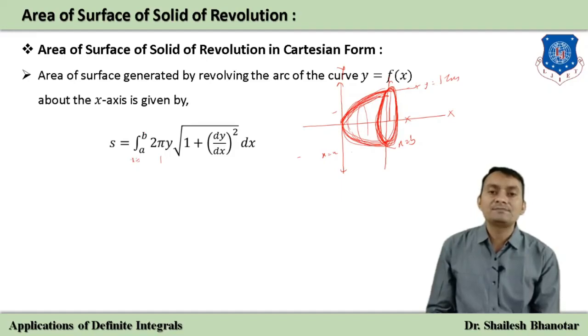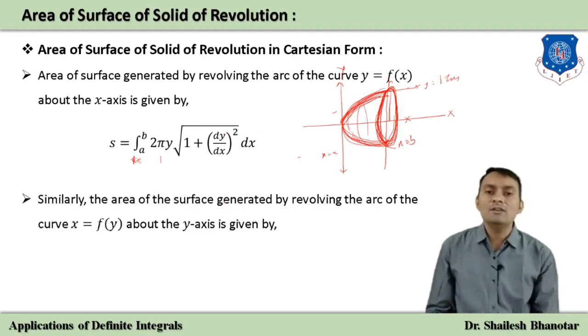But when we solve this type of question, we first keep in mind that we will first find the radius and the corresponding arc length, and based on that you can get the area of the surface of the solid of revolution.